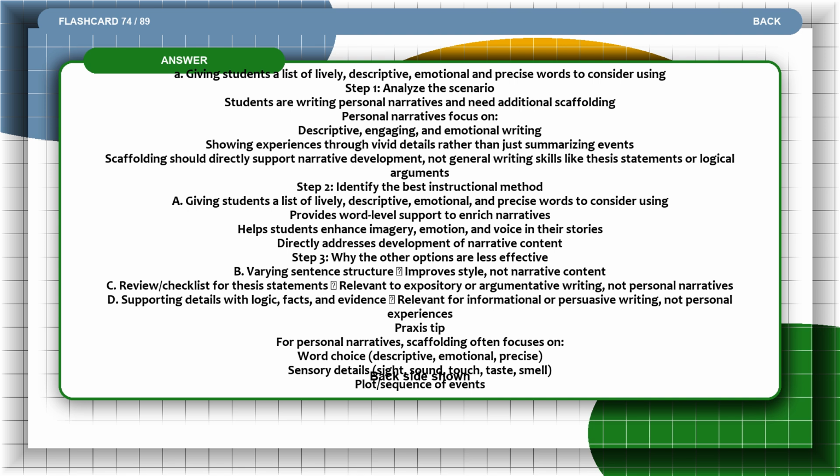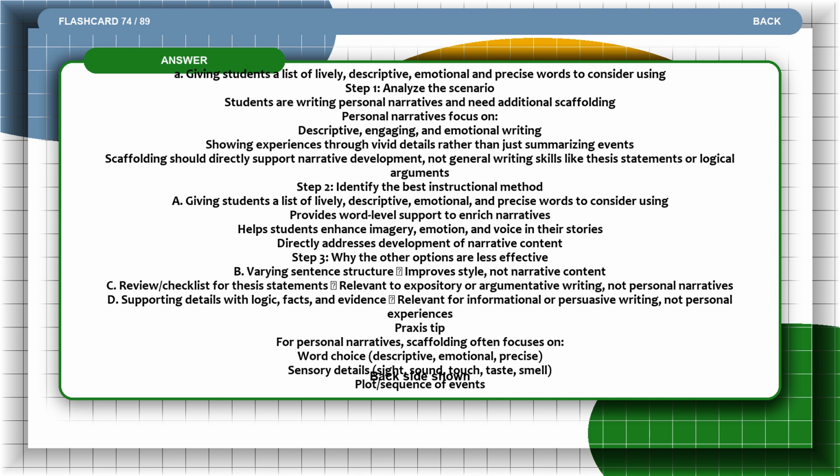Step 2. Identify the best instructional method. Giving students a list of lively, descriptive, emotional, and precise words to consider using provides word-level support to enrich narratives. It helps students enhance imagery, emotion, and voice in their stories, and directly addresses development of narrative content.